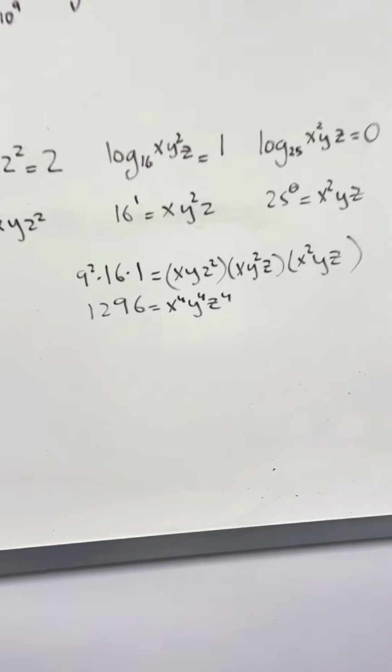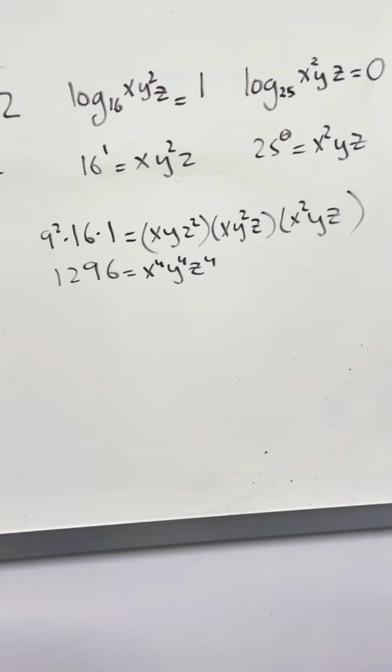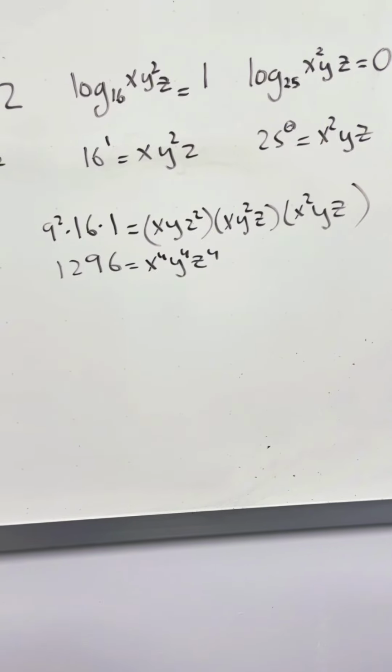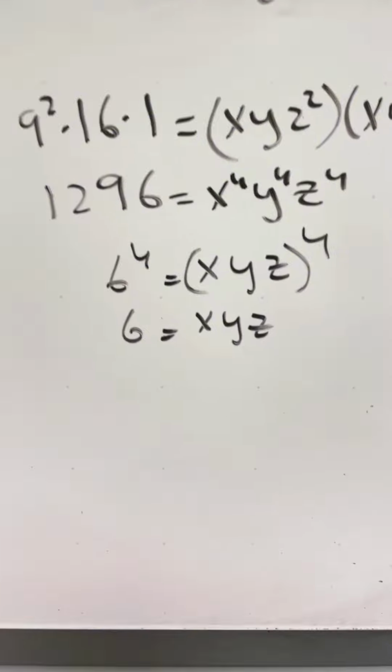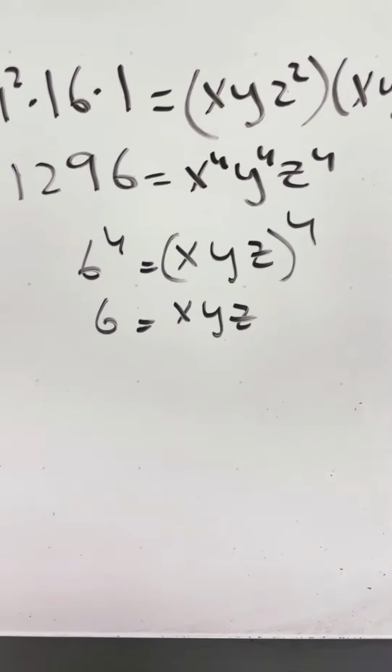Then if we multiply the three equations together, we end up with 1296 is equal to x to the power 4, y to the power 4, and z to the power 4. And with some algebra, we can determine that x times y times z is equal to 6.